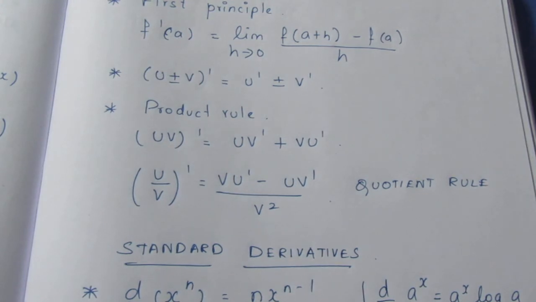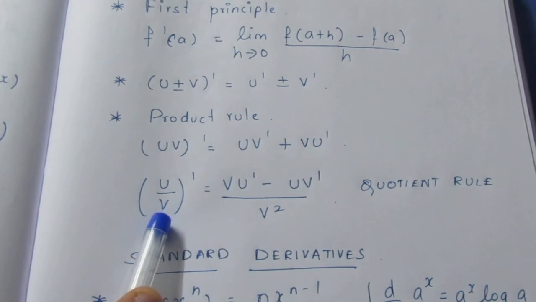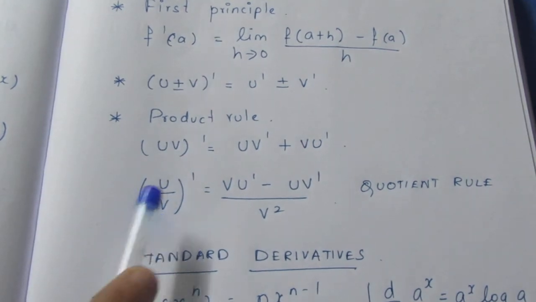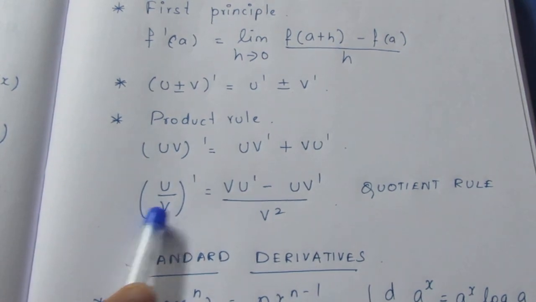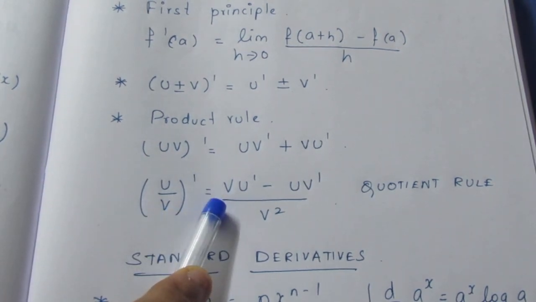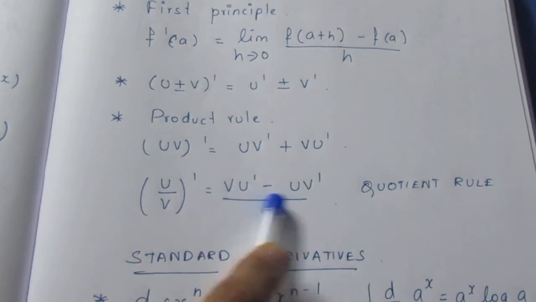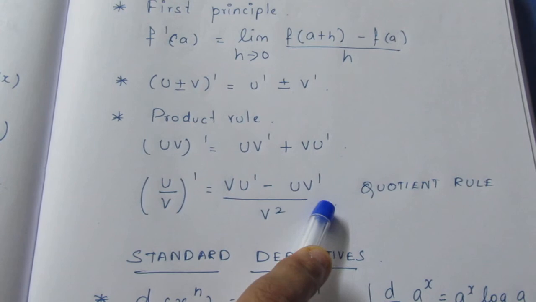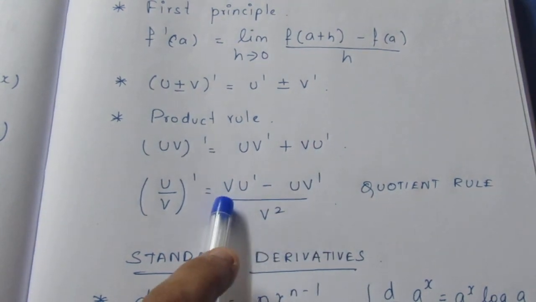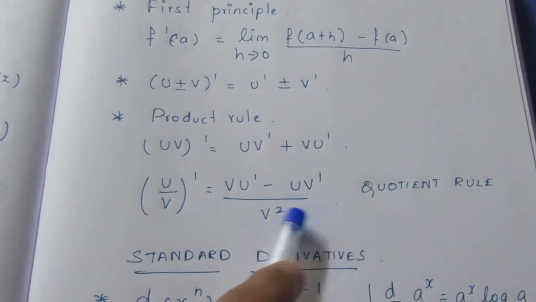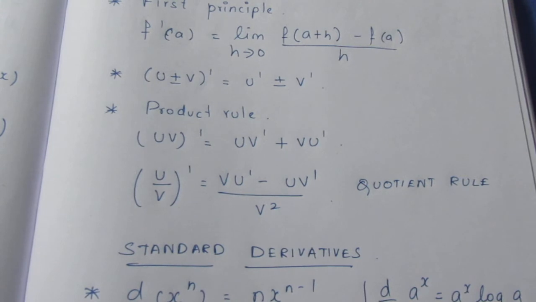For the quotient rule, (u/v)' is equal to, first v should come, the denominator should come first, then the numerator. Always remember, after d only n will come. So keeping the denominator as it is, we need to differentiate the numerator, minus keeping the numerator as it is, differentiate the denominator, all by denominator square, that is v square. So (v u' minus u v') by v square. This is called the quotient rule.